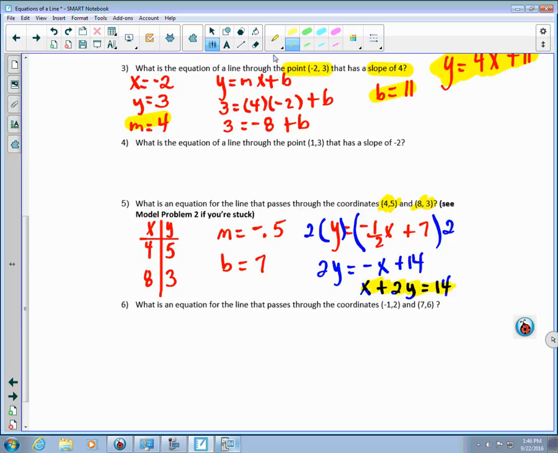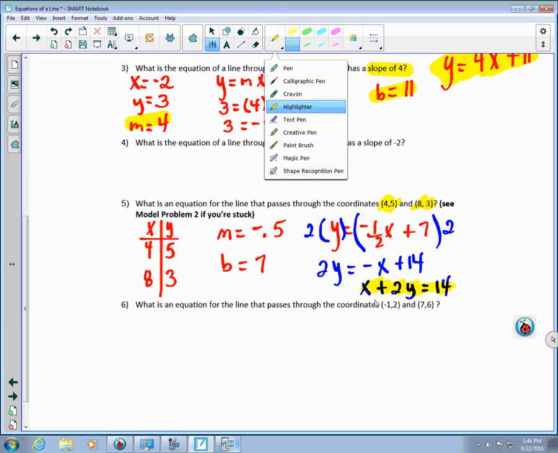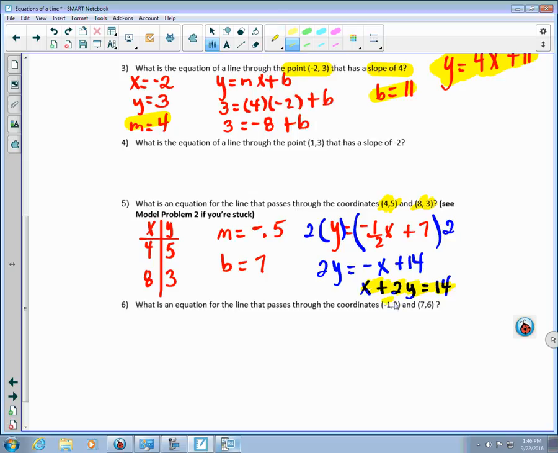Yay? All right, number 6. Number 6 is the same thing. I have 2 points. So before we go to that darn calculator, what are we doing? Writing the X and the Y table.